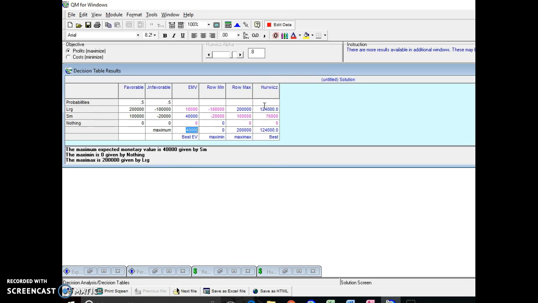Aside from that, for decision theory, that's really about it. Again, a quick overview of using the software, kind of a reiteration of some of the important aspects that we talked about in class, and I hope some of this was of value. Thanks so much.